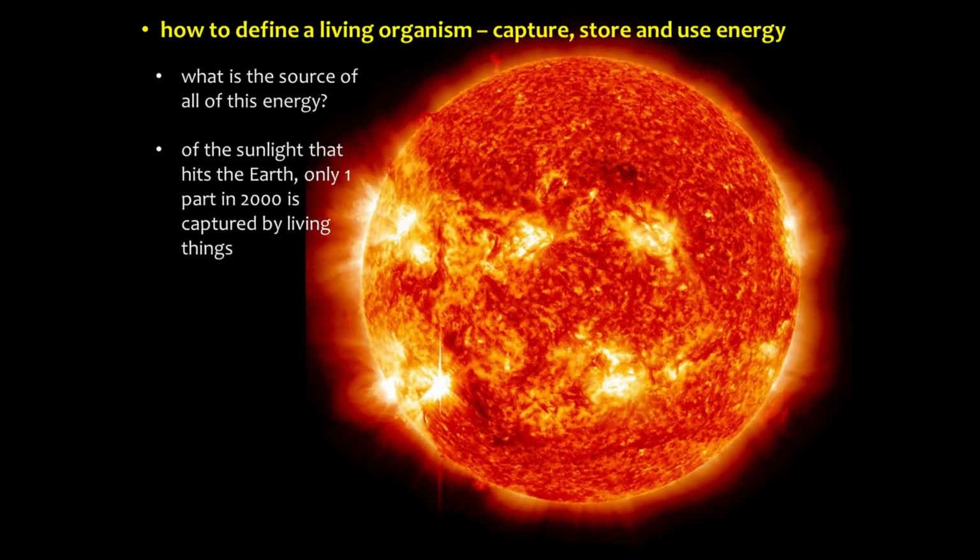We'll look at some other ways that define a living organism. We're not going to worry about how an organism reproduces. A little bit later on, we'll talk about how organisms can adapt to changes in the environment. But right now, we're looking at a very important topic, and that's how organisms capture, store, and use energy. The ultimate source of all energy on this planet is the sun. The sun is constantly hitting the earth at some point during the day, and of the sunlight that hits the earth, only about 1 part in 2,000 is actually captured by living things, which convert that sunlight into usable energy.